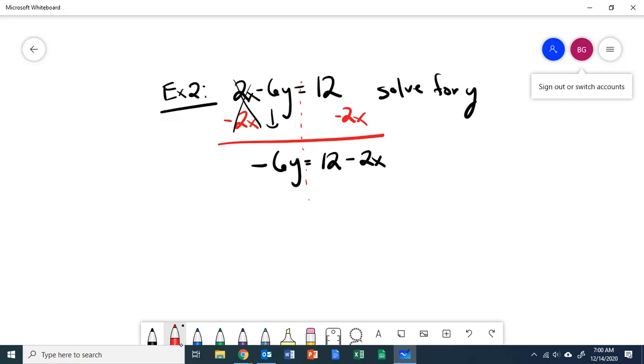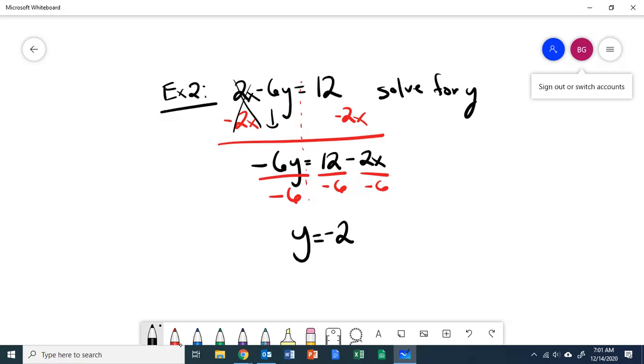Well, in order to get rid of something that's multiplying, you need to divide, so we're going to divide by negative 6. Now here's the thing, you have to remember you're dividing everything by negative 6. So we're going to divide 12 by negative 6 and the negative 2x divided by negative 6. Okay, so negative 6y divided by negative 6 is just y on the left-hand side, equals 12 divided by a negative 6 is a negative 2.